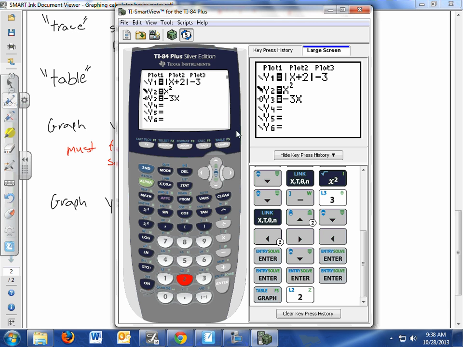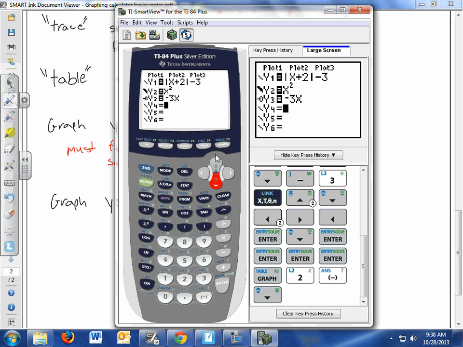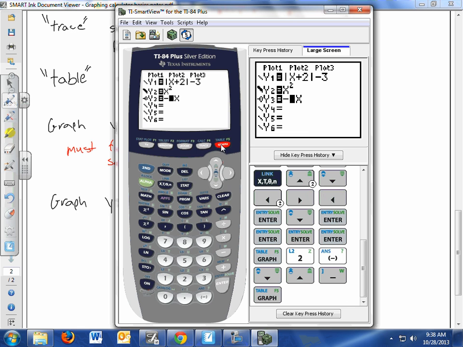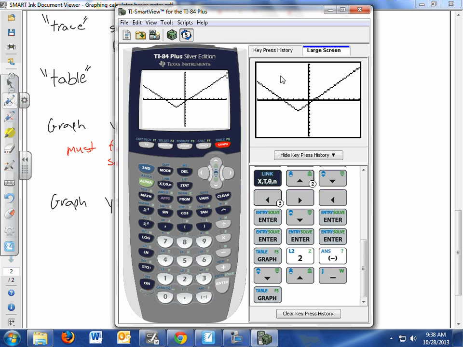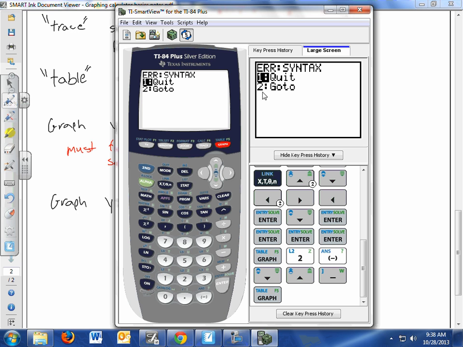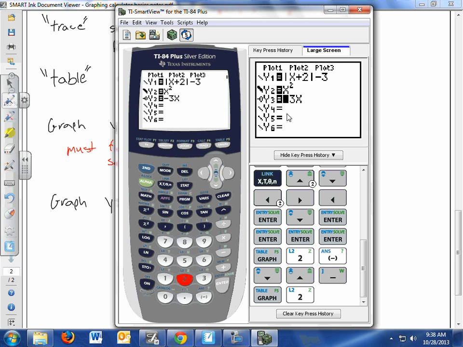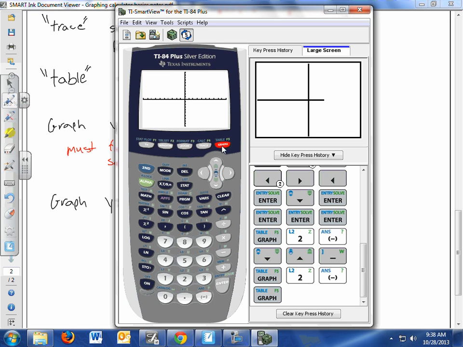I entered in an equation wrong. It should be negative 3x. If you ever get a syntax error like this, most likely you have a subtraction sign instead of a negative sign. Okay, so syntax errors are most likely subtraction instead of negative. So now I'll get my third one, and there's my third one getting plotted with that circle. Okay, pretty cool.